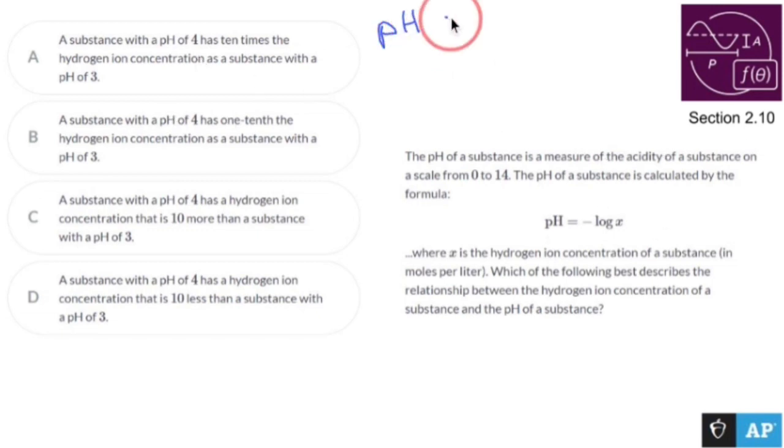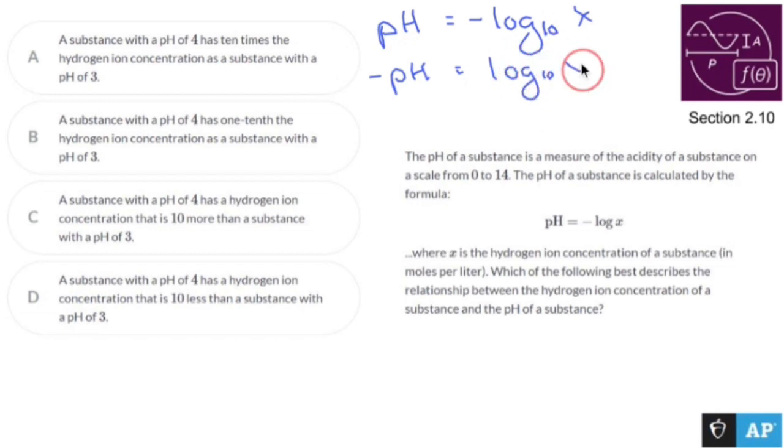So pH equals negative log, with an invisible base 10, of X. I'm going to multiply both sides by -1, and then turn that into its exponential friend. So what that looks like is 10 to the negative pH equals X. And X stood for the hydrogen ion concentration.